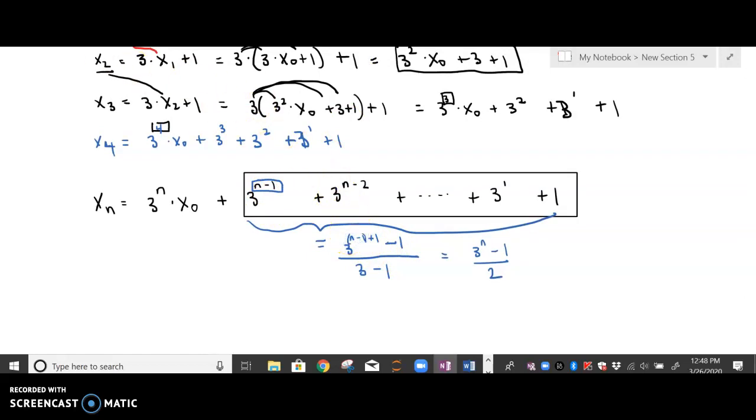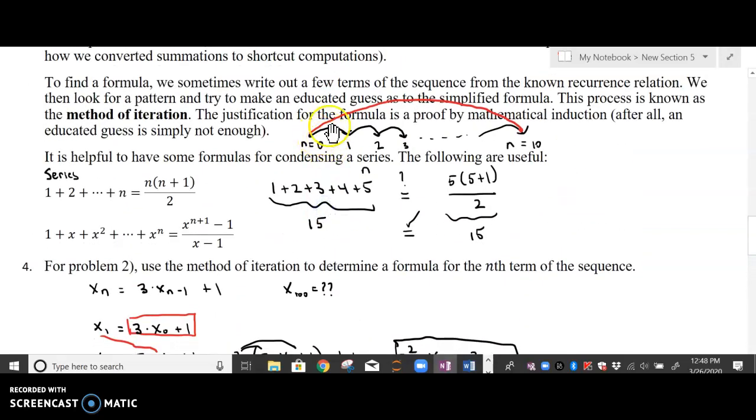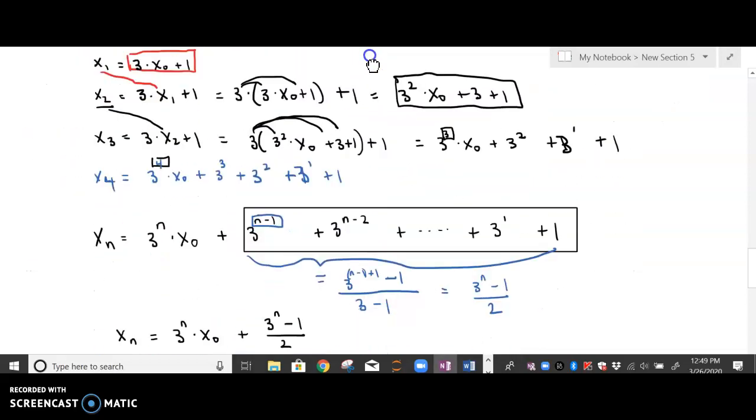And now I'm ready to compact this down into a simple formula. So x_n equals 3 to the nth times x_0, plus, now that I've replaced everything in the box with its condensed form, 3 to the n minus 1 over 2. What this formula allows me to do is what we were talking about earlier: I don't want to have to go term by term. I would rather just be able to say, I want the 10th term, or n equals 10, and do it in one quick step.